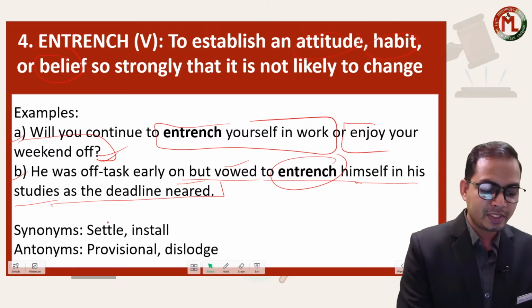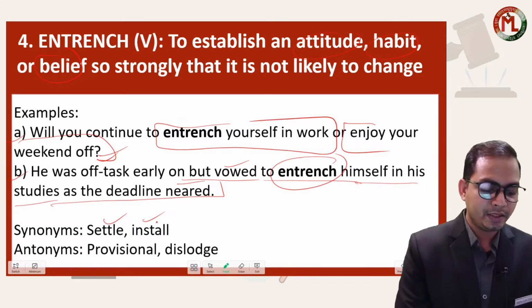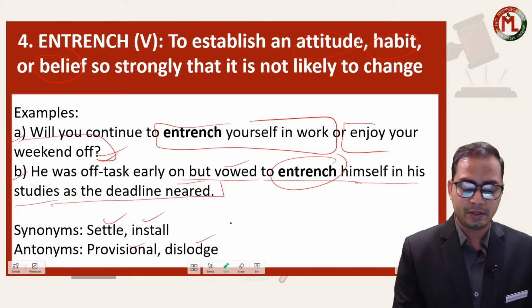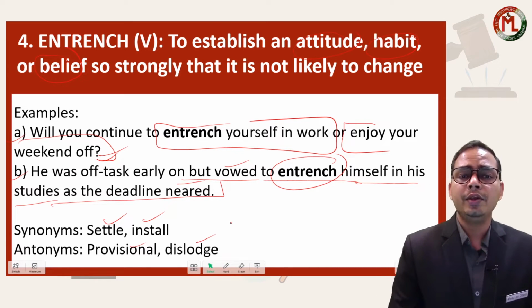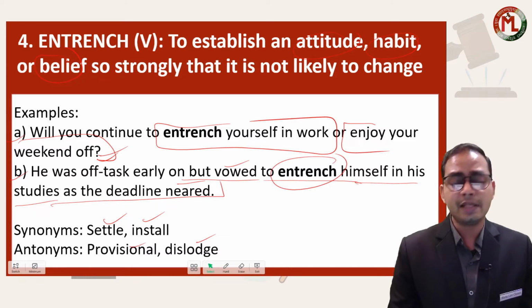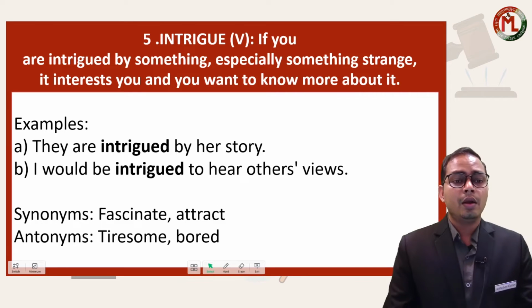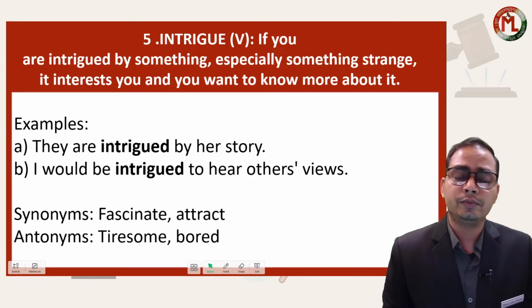All right. Synonyms are settle and install, and the antonyms are provisional and dislodge. I hope you are getting these words every time whenever I'm explaining. In case you have any doubt, you can reach out to us through comment section. Word number fifth in the list is intrigue.